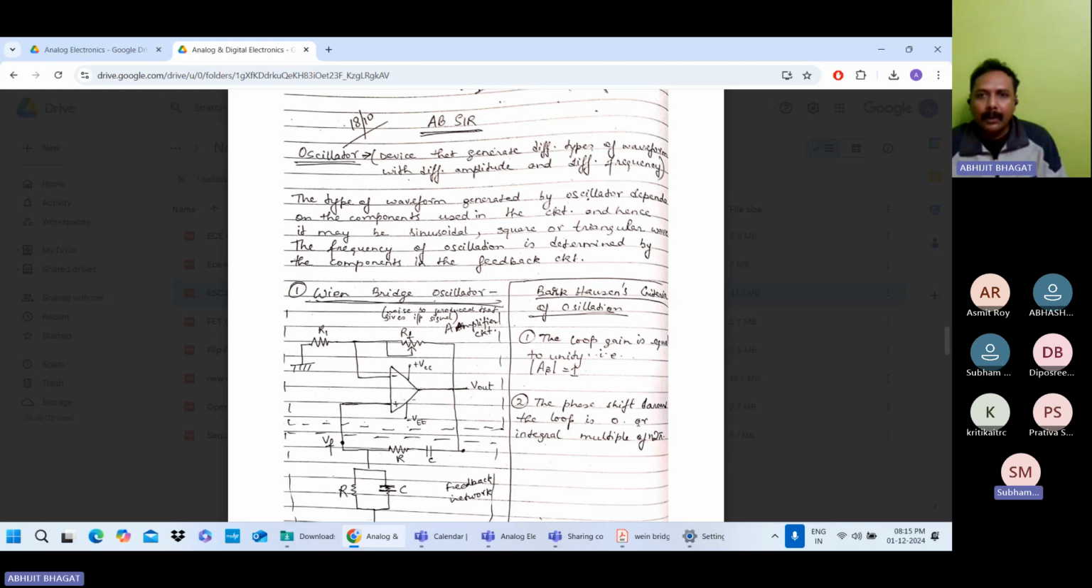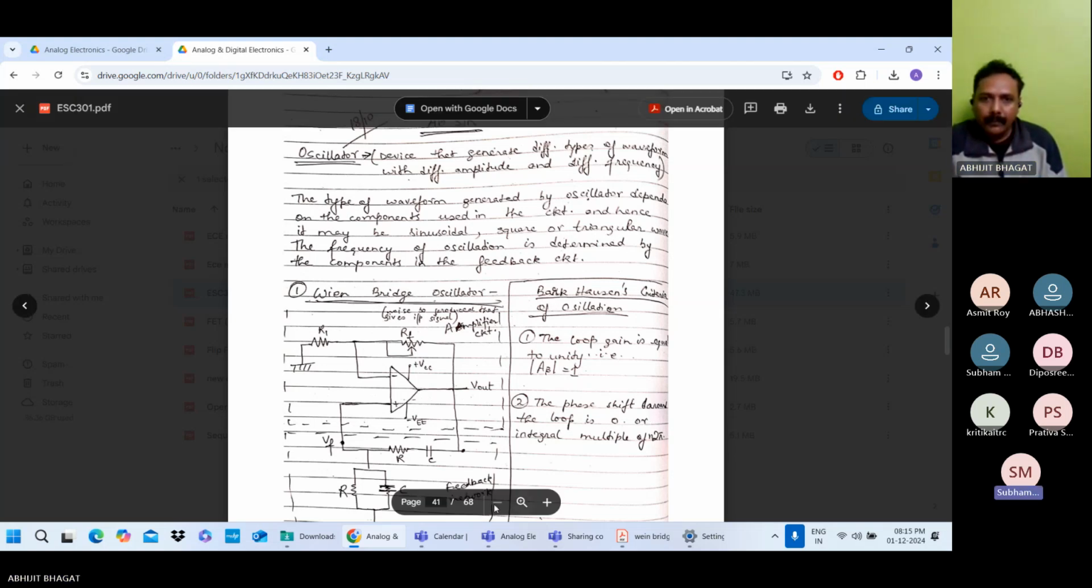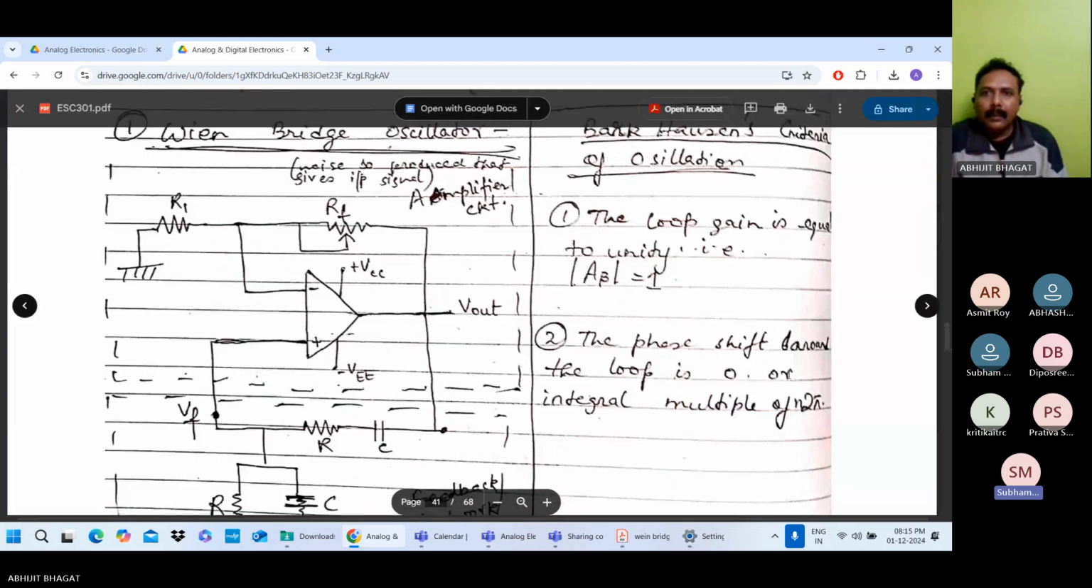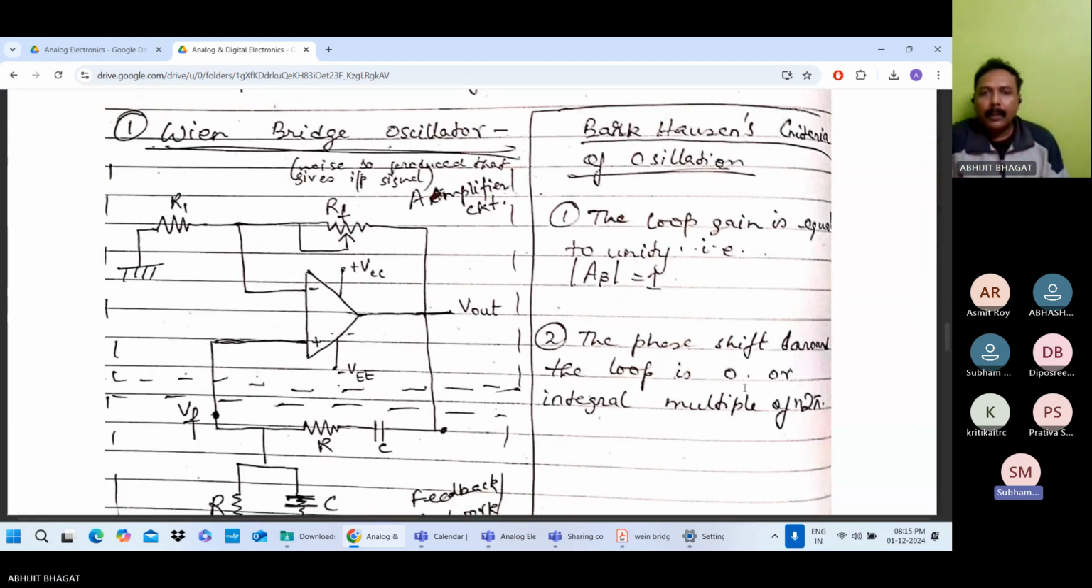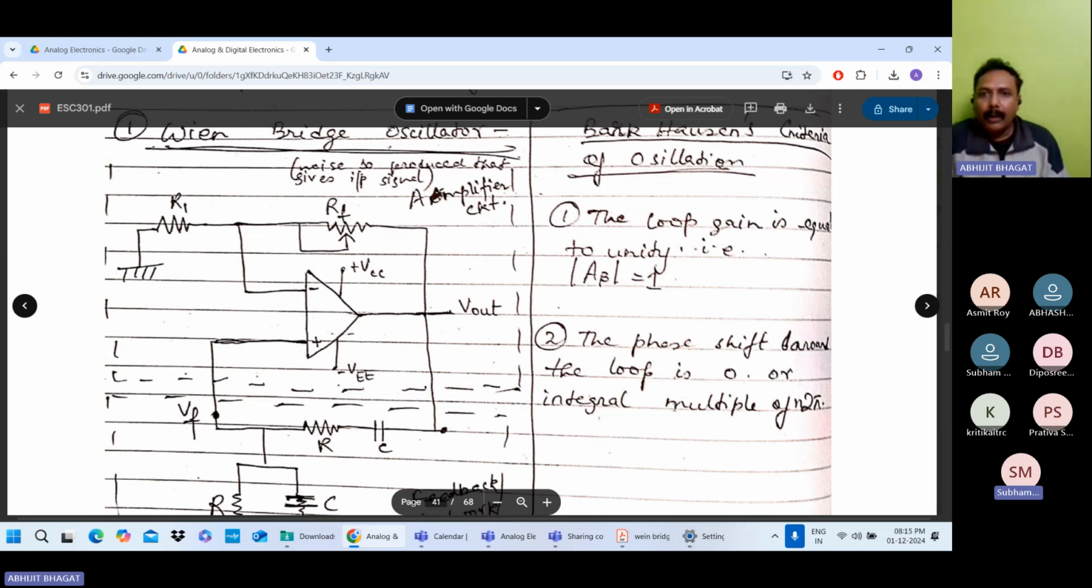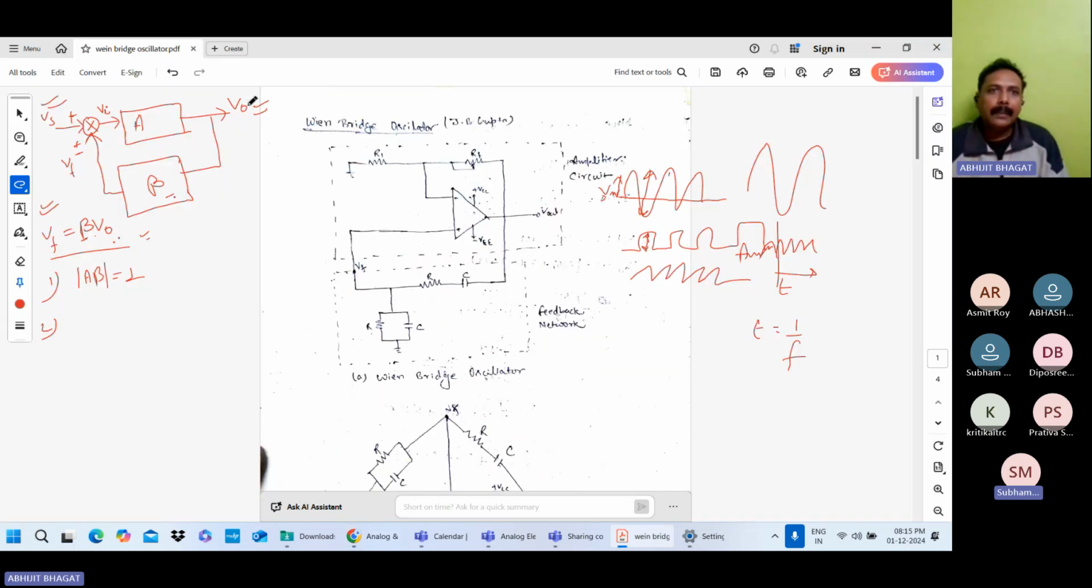the phase shift around the loop is 0. Phase shift around the loop is 0, or integral multiple of 2 pi. So your input signal and output signal, this V0 and Vi, input and output signal, phase shift is either 0 or integral multiple of 2 pi, means n 2 pi, where n equal to 1, 2, 3, 4, like this. So these two criteria should be fulfilled for the oscillator.